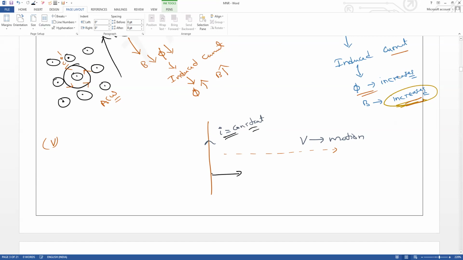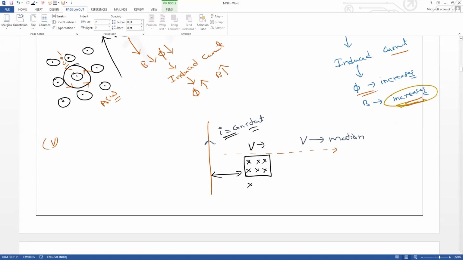Now, let me take a point away, and I have placed a rectangular coil there. Now this coil is moving with velocity V. Do you understand, everybody? Am I audible? When the coil is closer to the conductor, is the magnetic flux very high or very low?